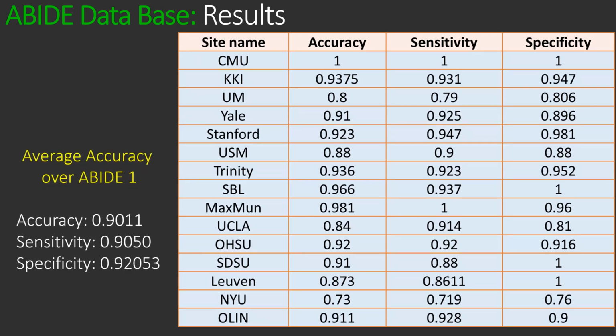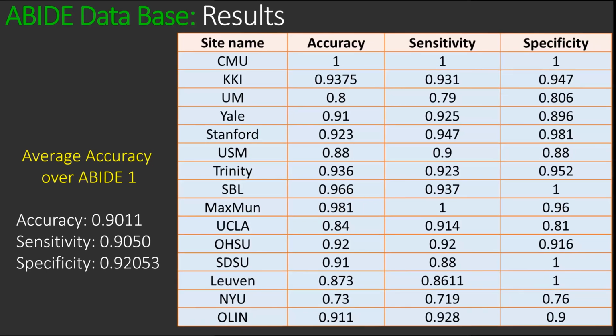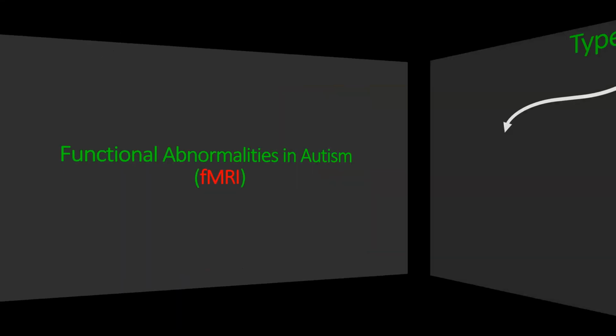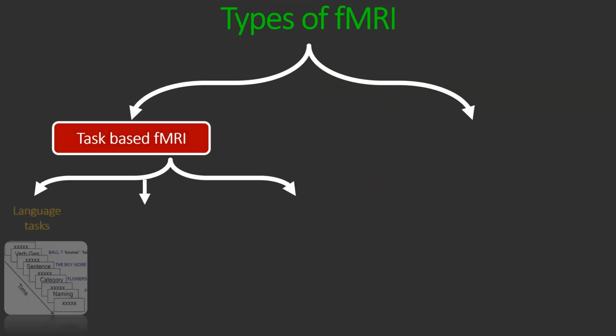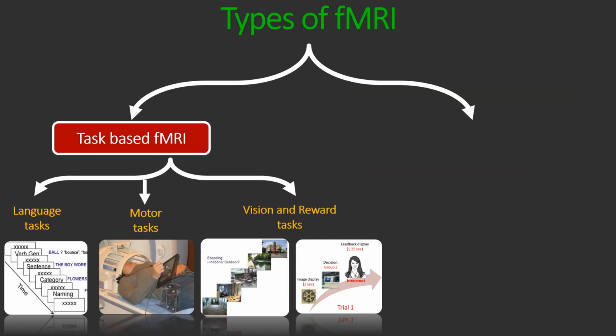And the accuracy here was around, the average accuracy across all the sites is around 90%. For functional MRI, this is the second component: when we ask the patient to do a certain task, if it is a control, he makes it on time.